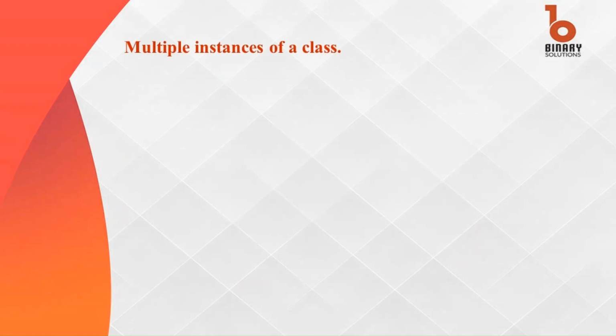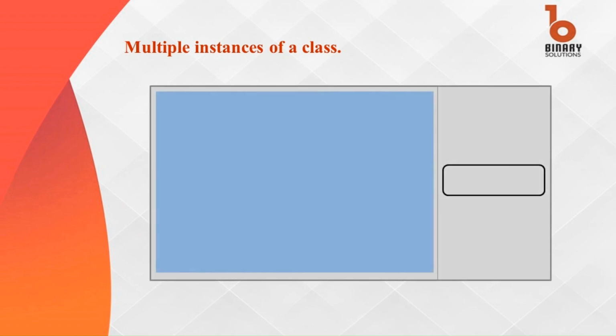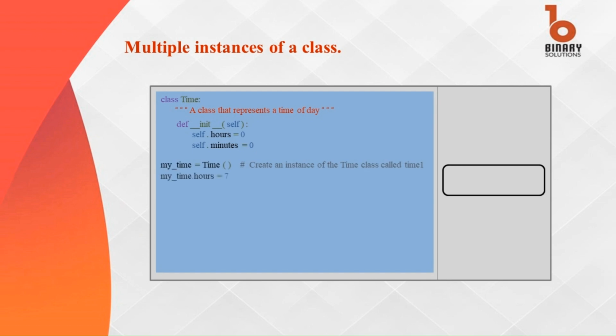In Python, a class instance represents an individual object created from a class blueprint. A programmer can create multiple instances of a class, each with its own unique attribute values. In this example, the time class is defined with attributes hours and minutes, both initialized to 0 using the init method. The program first creates an instance of the time class called time1, then assigns it values 7 for hours and 30 for minutes. Another instance, time2, is then created separately and assigned different values, 12 hours and 45 minutes.